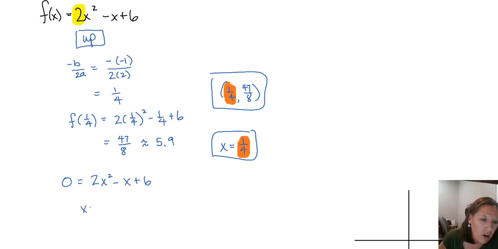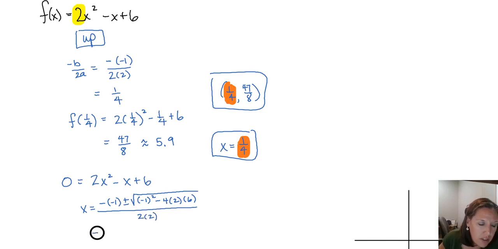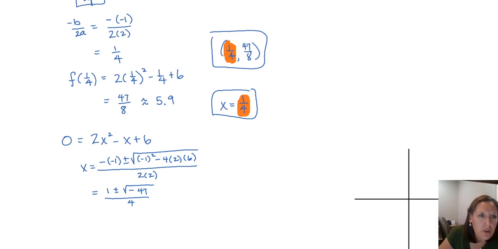So we can use our quadratic formula, negative b plus or minus the square root of b squared minus 4 times a times c, all over 2 times a. So that gets 1 plus or minus the square root. Underneath the square root there, we're going to get 1 minus 48. That's a negative 47, over 4. Notice that we do see our 1/4 coming out that we see in our vertex. That is not a coincidence. That's actually how this is approached.